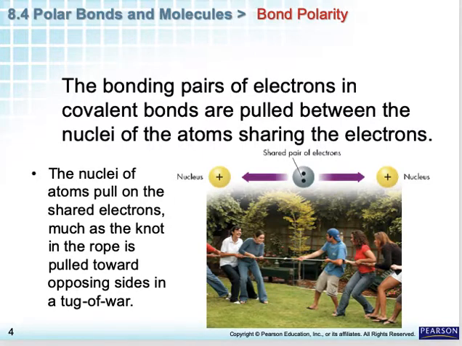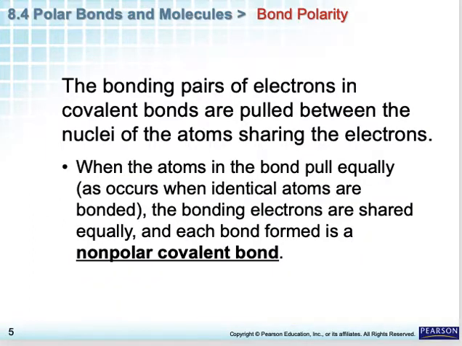So I think of it as kind of a tug of war between the two nuclei over that pair of shared electrons. If the two atoms are the same, then they will not be able to pull those electrons in one direction or the other. However, if they are different, they will be able to pull differently. So, the bonded pairs of electrons in covalent molecules are pulled between the nuclei that are sharing those electrons.